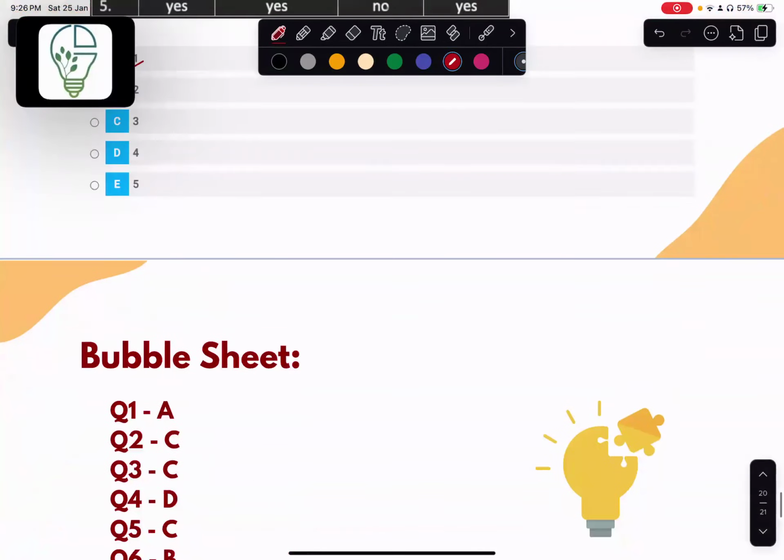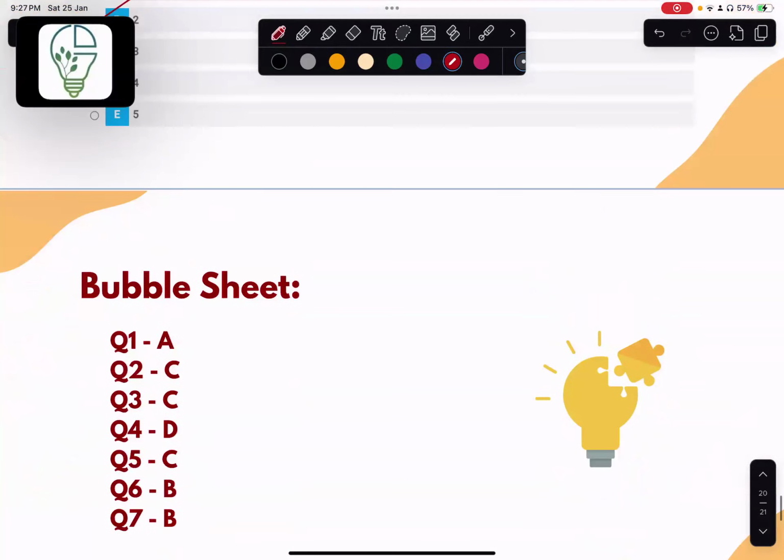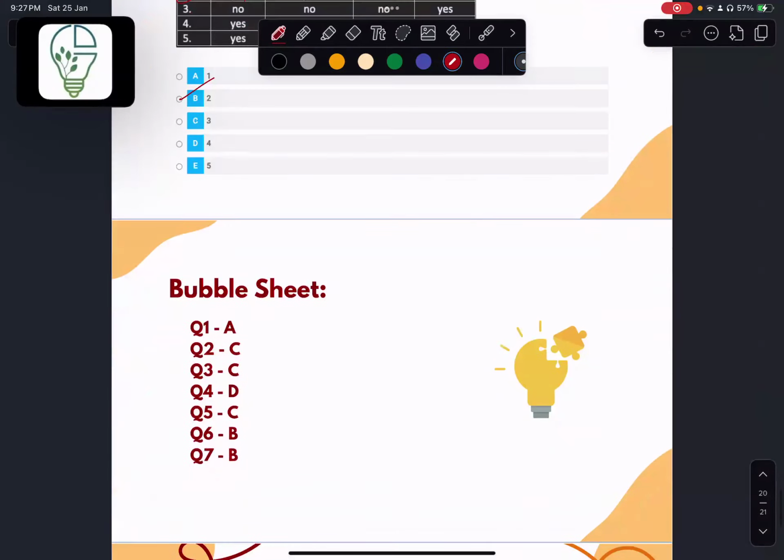Here's the bubble sheet with the answers. You can solve them alone and check the bubble sheet.